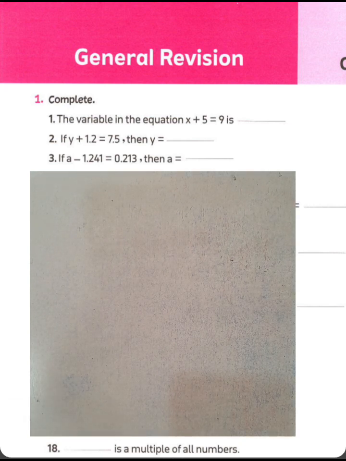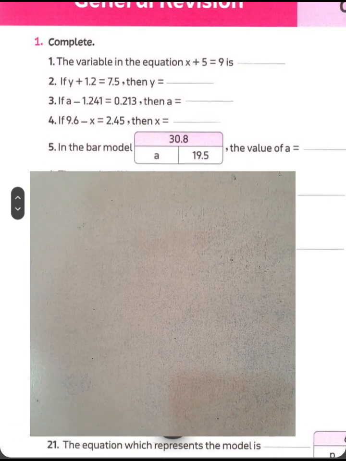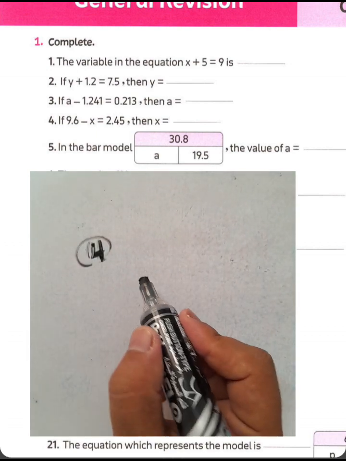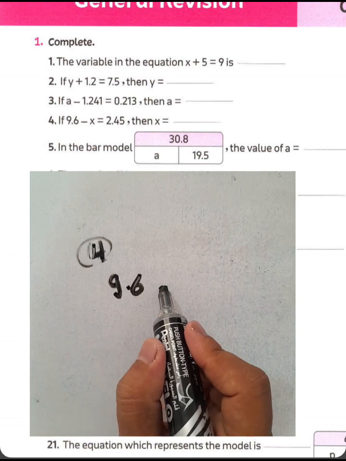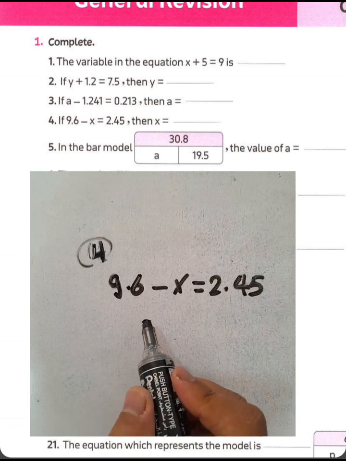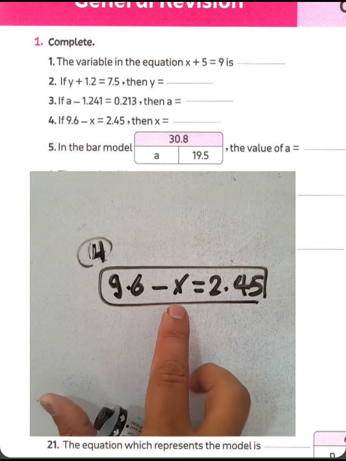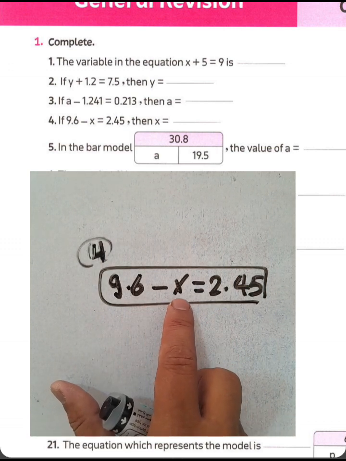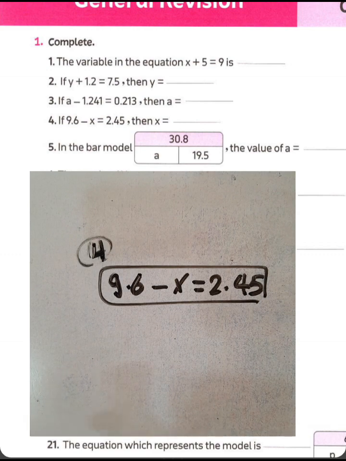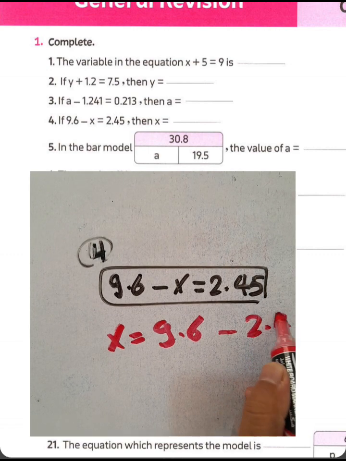Question number 4. If 9.6 subtracted by x equal 2.45, then x equal, we can find x here by finding the difference between two numbers. X here we call it the subtrahend. To find the subtrahend, you must subtract between what? Between the minuend and the difference. Okay, then x will be 9.6 subtract by 2.45.